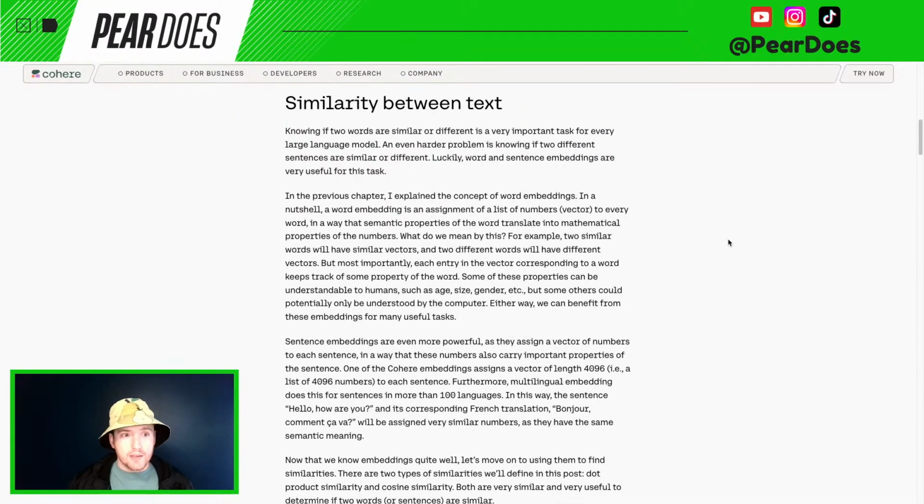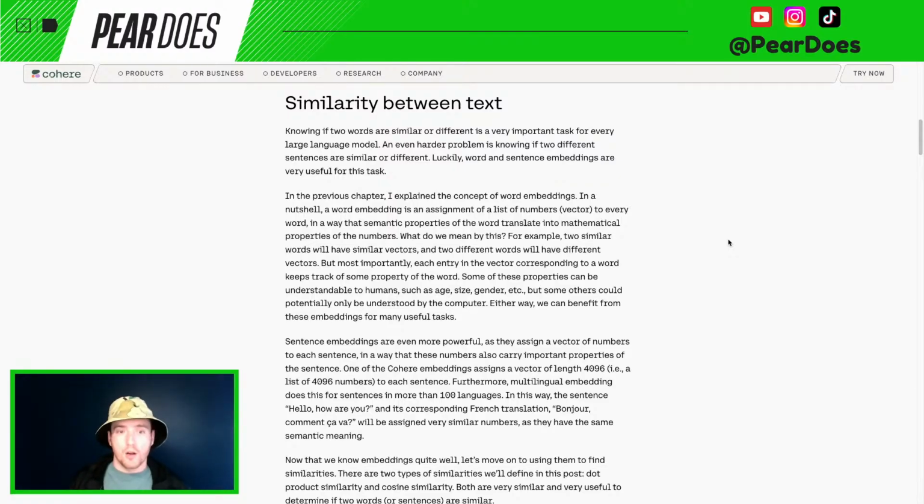Similarity between text. Knowing if two words are similar or different is a very important task for every large language model. An even harder problem is knowing if two different sentences are similar or different. But luckily, word and sentence embeddings are very useful for this task. In the previous chapter, I explained the concept of word embeddings. In a nutshell, a word embedding is an assignment of a list of numbers, otherwise known as a vector, to every word.